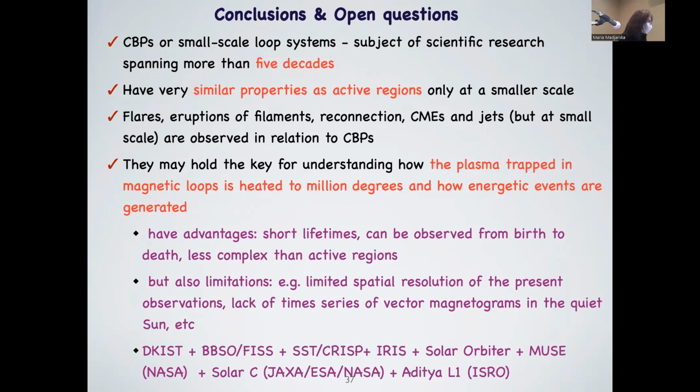We have Solar Orbiter. We have the forthcoming MUSE mission. This will be a spectrometer on a small mission like the IRIS mission, and it's developed by NASA. We have Solar-C, a collaboration driven by JAXA, with ESA and NASA. And last but not least is Aditya-L1, the Indian Space Research Organisation mission, which is coming in 2022. So this was my talk.